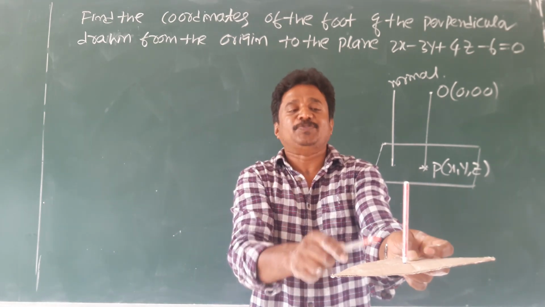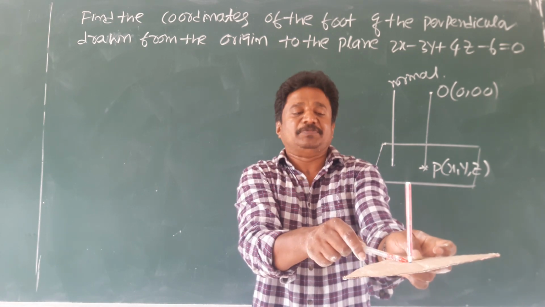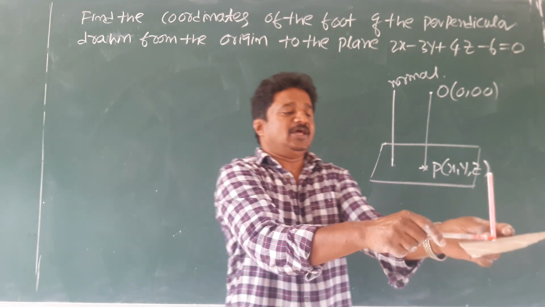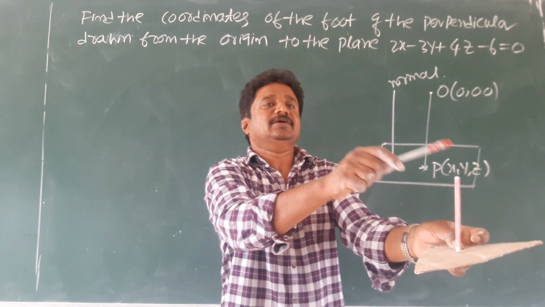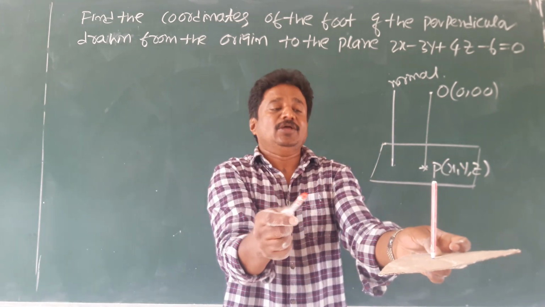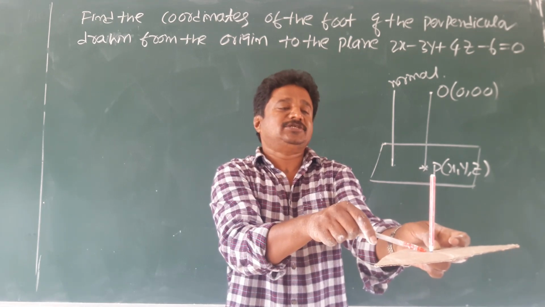Which is the lowest point of this perpendicular? The point which is in contact with the plane. So this point is called the foot, and this point is the origin. Now it is asked to find out the coordinates of the foot.